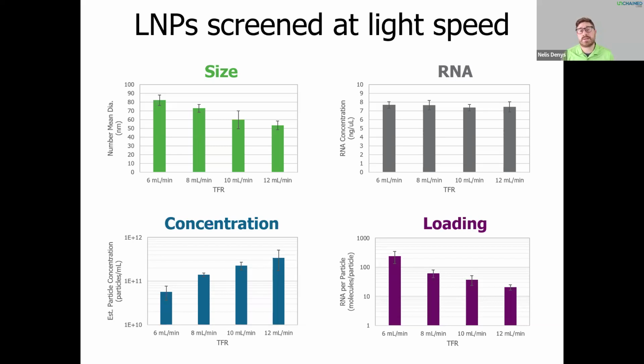And then lastly, with constant RNA concentrations and higher particle concentrations, Stunner calculates the number of RNA molecules from your RNA concentration and will give you an average RNA molecule per particle output, here shown in the loading graph, as a way to easily visualize the impact of different LNP formulations and process conditions. So make as many LNPs as you want.